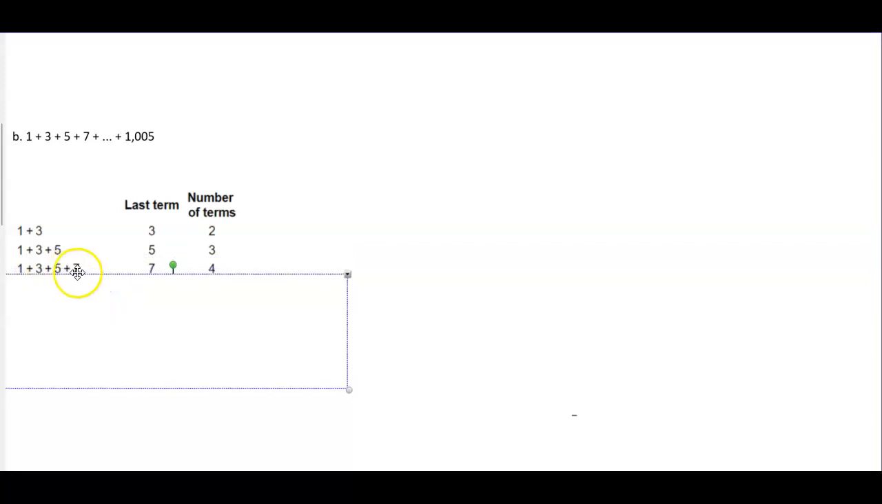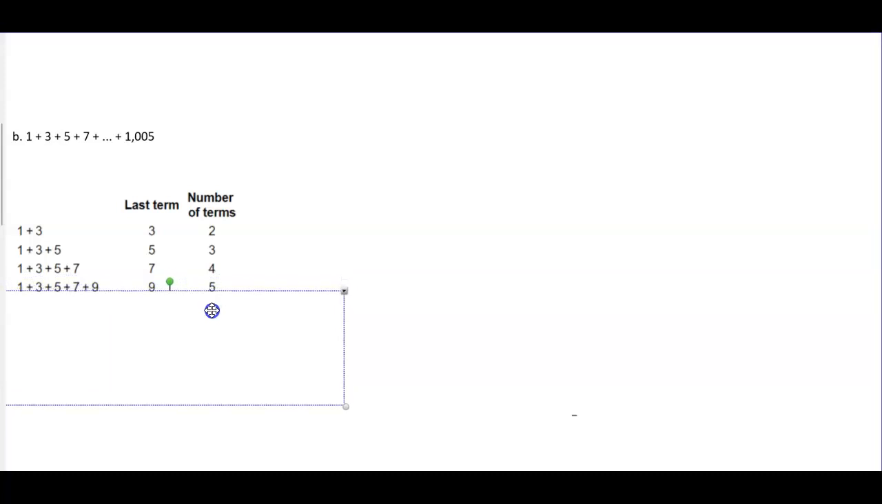Likewise, when we go 1 plus 3 plus 5 plus 7, the last term is 7, and the number of terms is 4. And if we go one more, 1 plus 3 plus 5 plus 7 plus 9, the last term is 9, and we have 5 terms. Now, notice that in each case, adding 1 to the last term gives twice the number of terms.